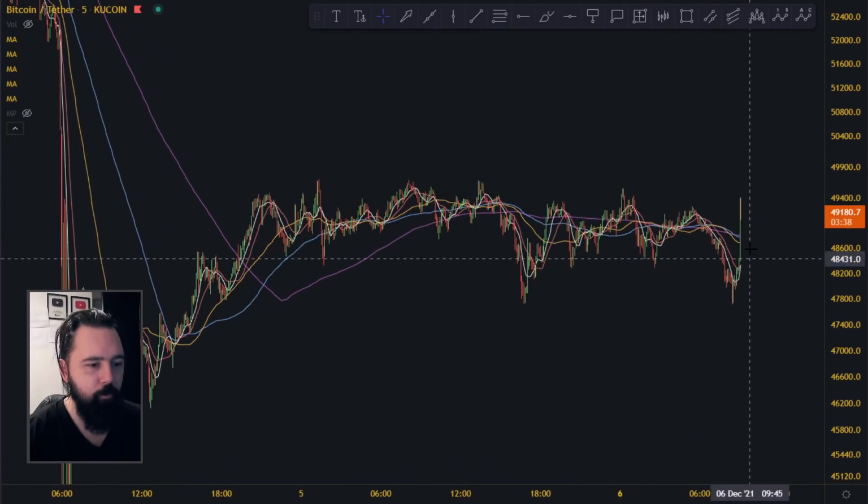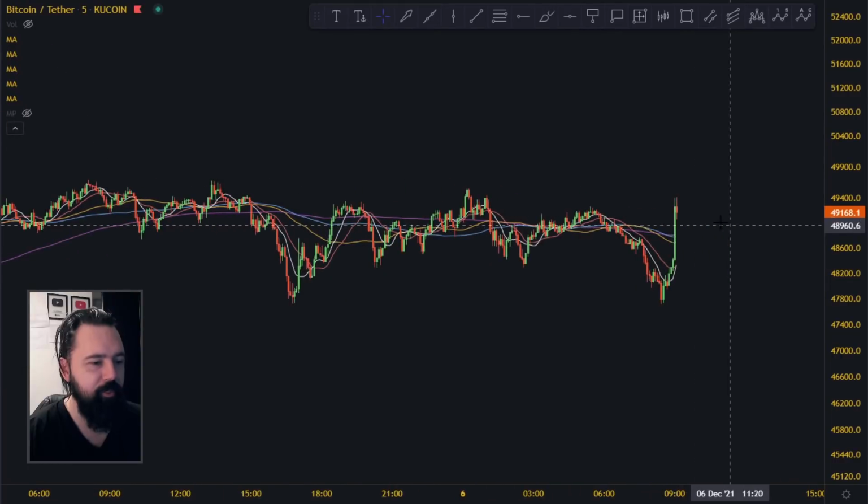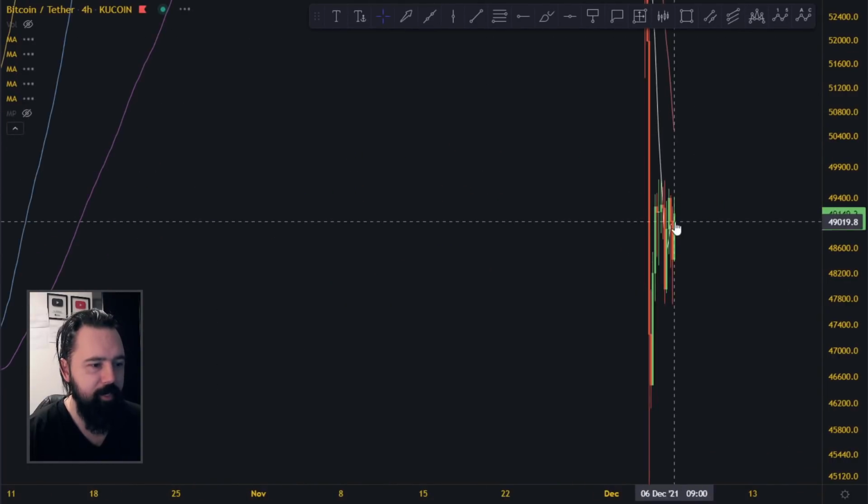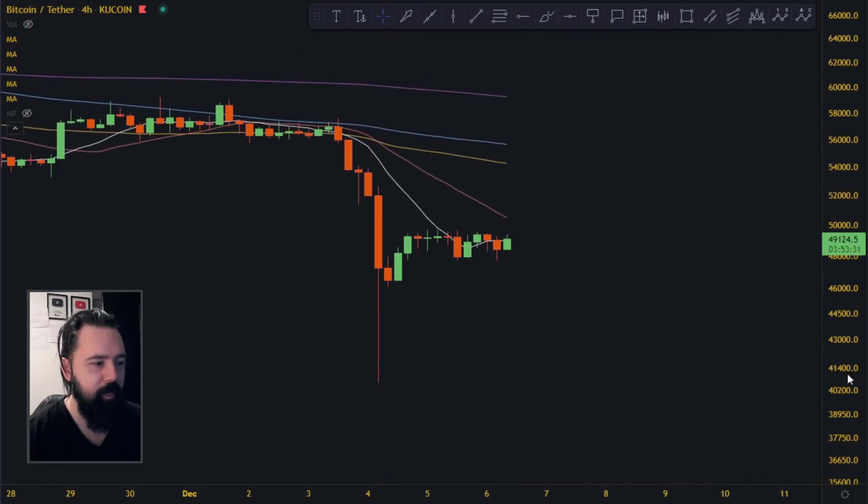You can see here this big move. It just happened as we were making the video. So let's see what's happening up here, and is this move actually any good right now?